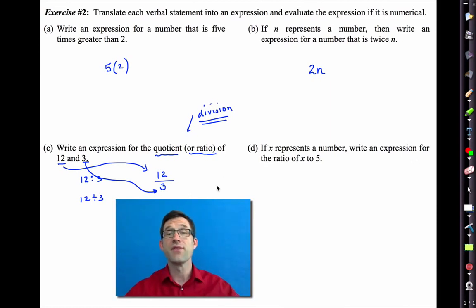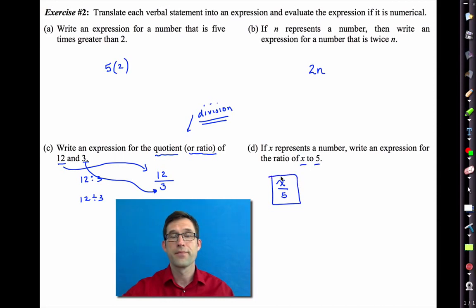So letter D, it says if x represents a number, write an expression for the ratio of x to 5. Well, simple enough. x divided by 5. Okay? Lots of space in that problem that I probably didn't need. Anyway, at least it gives me somewhere to put my head as opposed to the last problem. Always an issue on these screencasts. So I'm going to clear out the text, pause the video if you need to. All right, here we go.